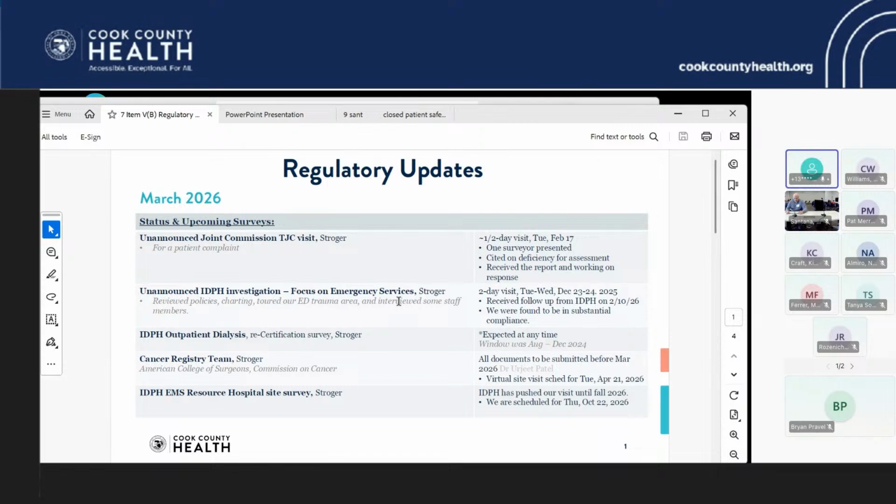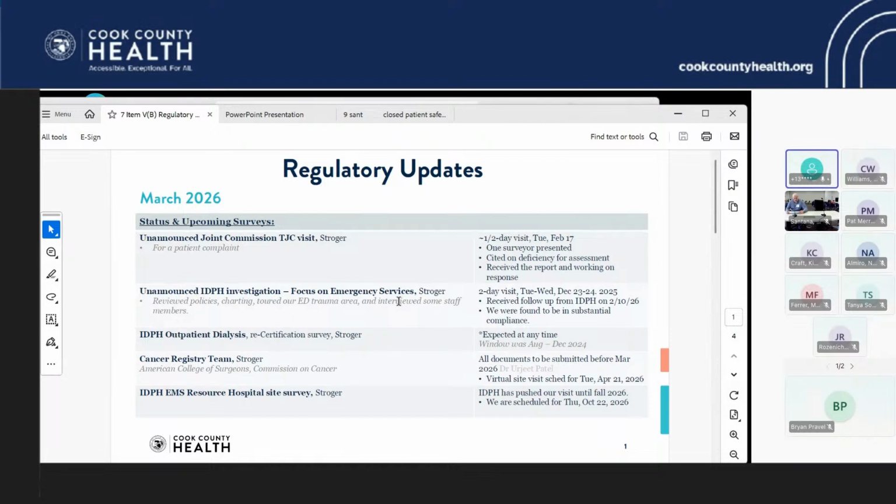Unannounced Joint Commission visit at Stroger for a patient complaint took place back on Tuesday, February 17th. One day or half a day visit, with one surveyor. We were cited with a deficiency. We did receive a report, and we're currently working on responses, so that's a work in progress. Unannounced IDPH investigations focused on emergency services at Stroger. This took place over 2 days in December, the 23rd and 24th, just before the holidays. We found that we were in substantial compliance, so that's great news.